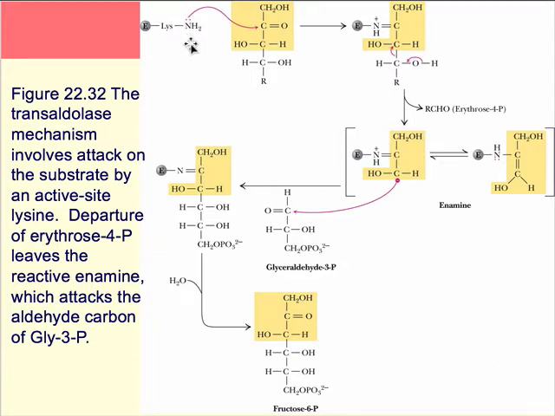Here's the lysine amino group attacking the carbonyl carbon to form the Schiff base, and just as we saw in the aldolase reaction in glycolysis, proton removal here leads to cleavage to produce the erythrose 4-phosphate product, and this resonance-stabilized enamine, which can break down by attack on glyceraldehyde 3-phosphate to form this adduct, and then water cleaves the Schiff base to yield the fructose 6-phosphate product. You should be familiar with this mechanism.